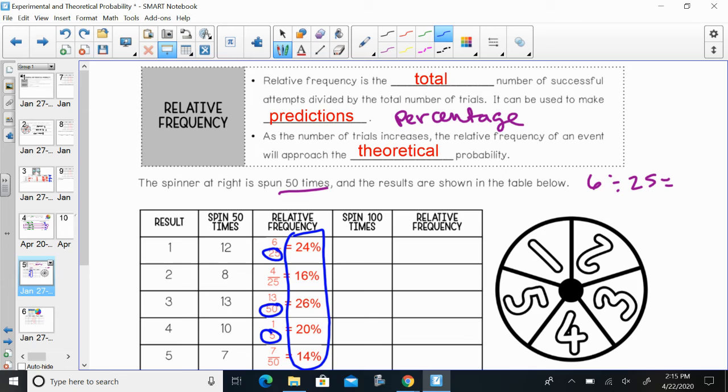We could say in this experiment, the number 3 was spun the most. So if I was to spin one more time, I have a better chance of spinning a 3 based on my past results. Maybe it's just the way the spinner is spun. Maybe it's the flick of this guy's wrist. Who knows? But you can use this percentage to help you make predictions in the future.